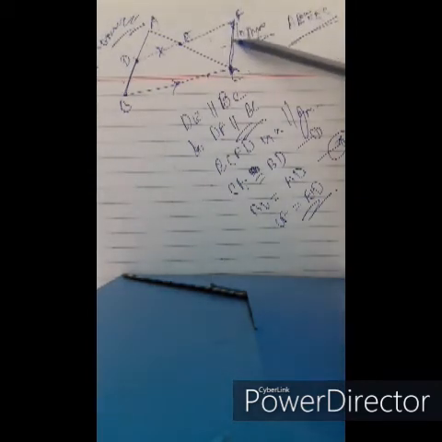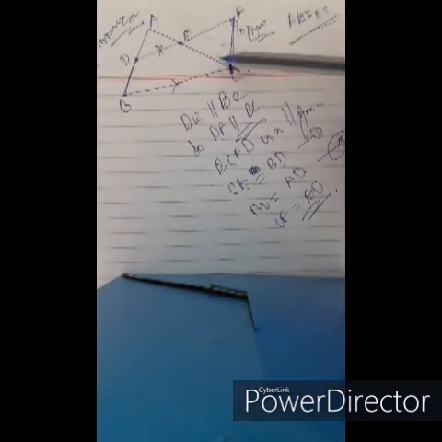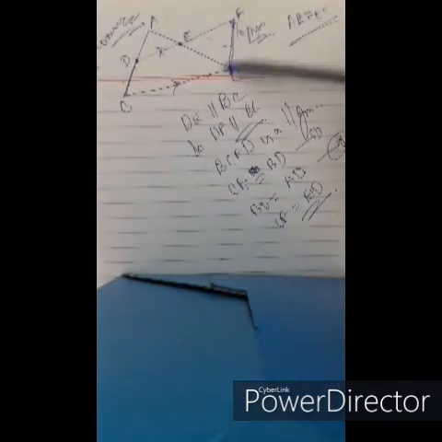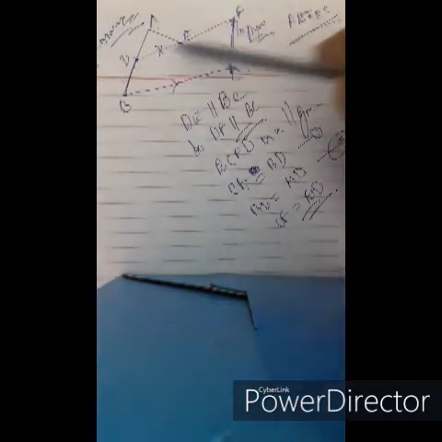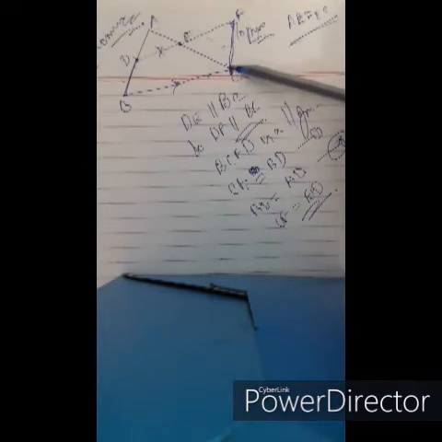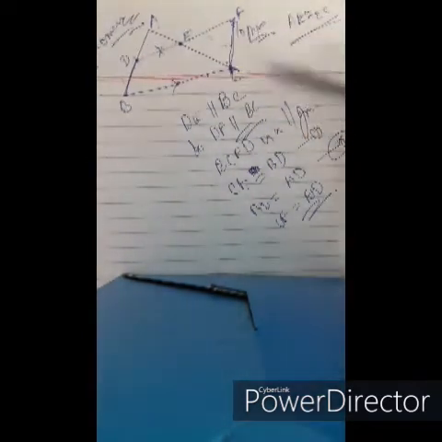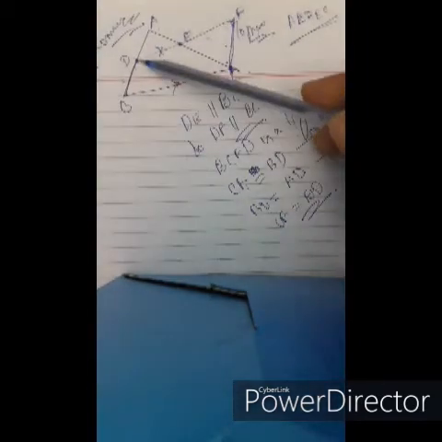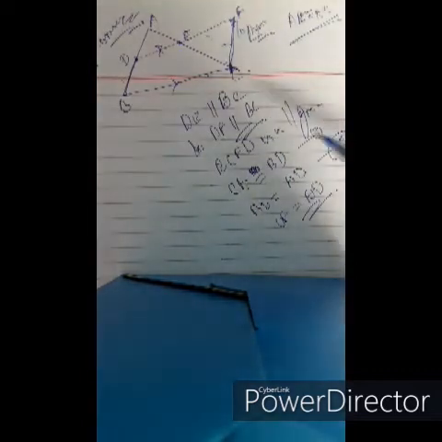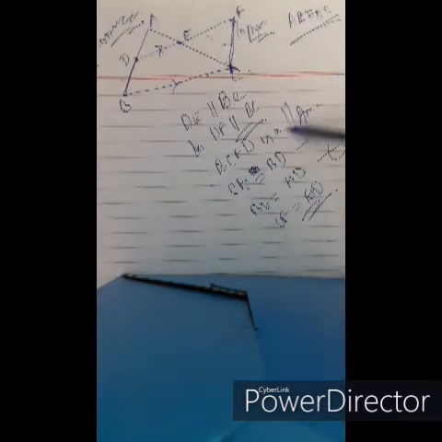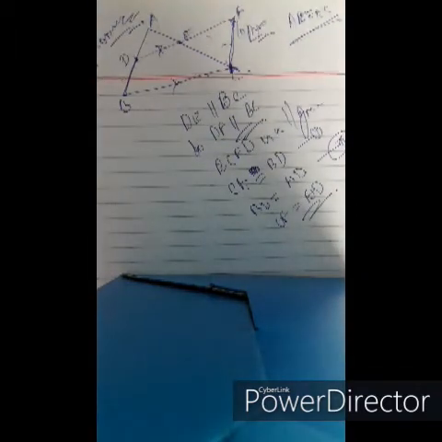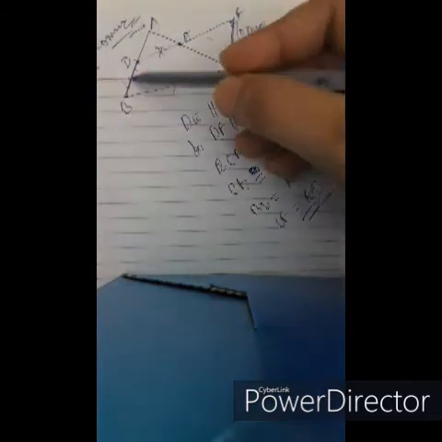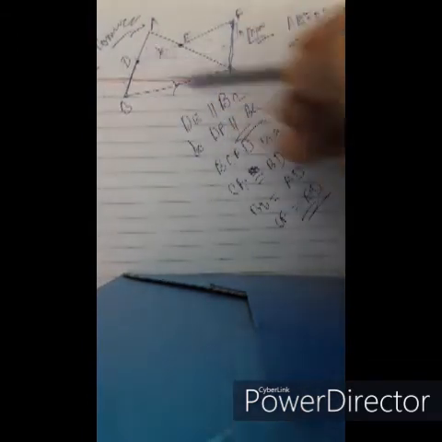From the construction we have taken AF equals BD, so that this becomes a parallelogram. And since CF equals BD, I'll just prove that again. DF equals BC and DF is parallel to BC, so this BCFD is a parallelogram. After that we get CF equals BD from the construction, and BD equals AD, so CF equals AD.